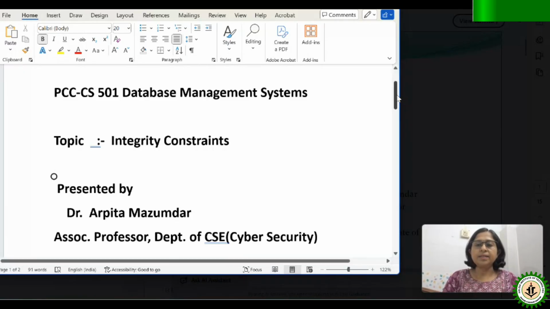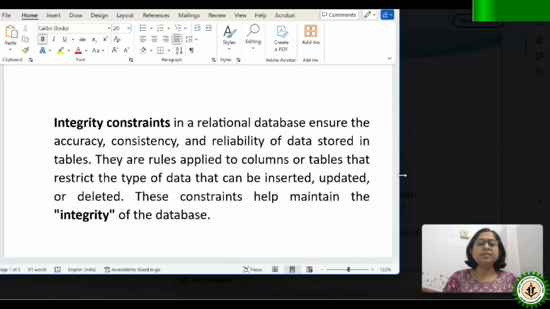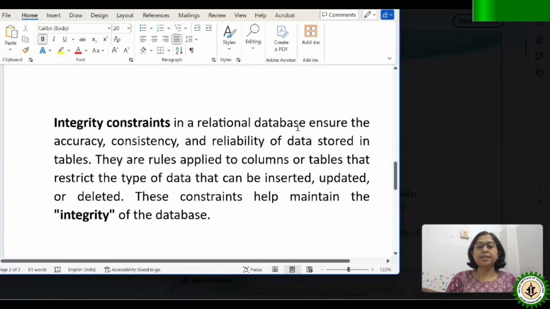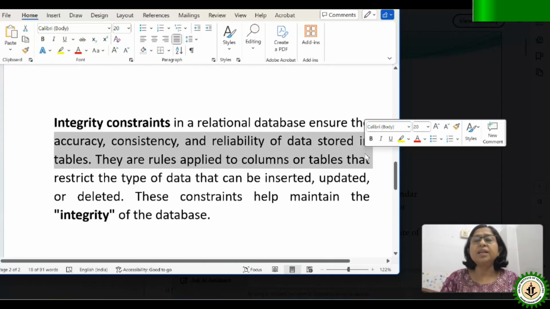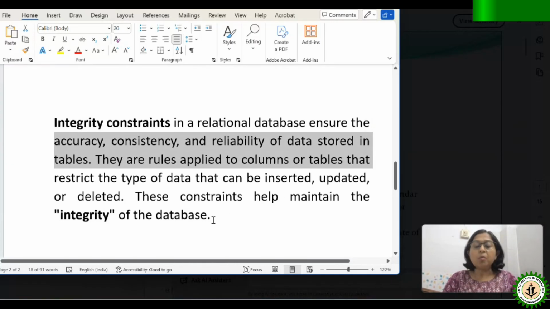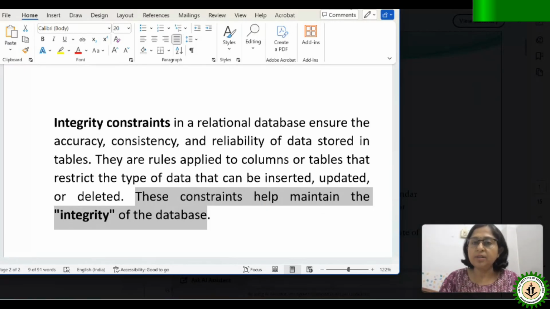So let us see what basically an integrity constraint is. Integrity constraint in a relational database ensures the accuracy, consistency, and reliability of the data stored in the tables. Basically, constraint means rules. So, what rules will we be applying so that they help to maintain integrity in the database? That is the most important topic of discussion today.